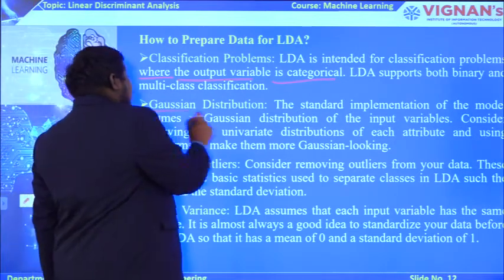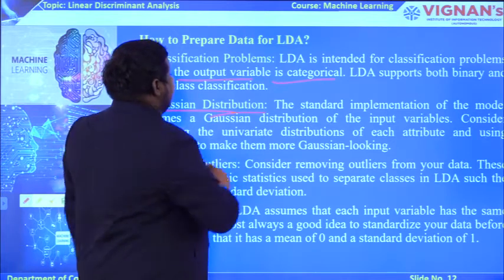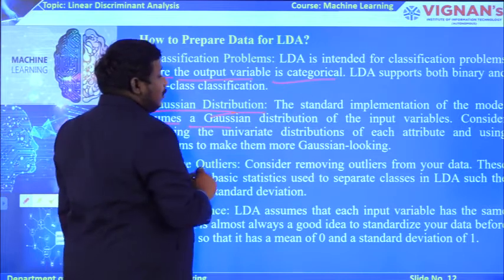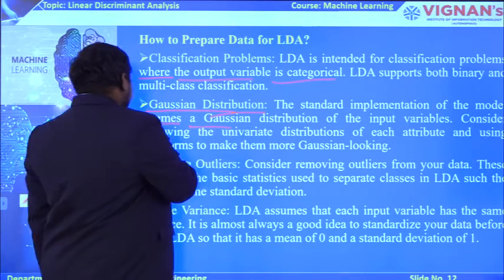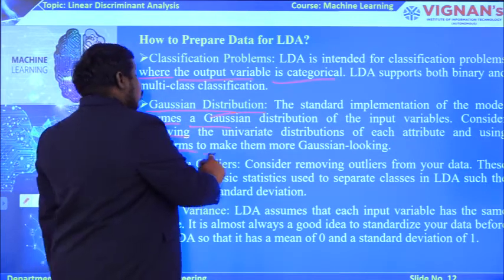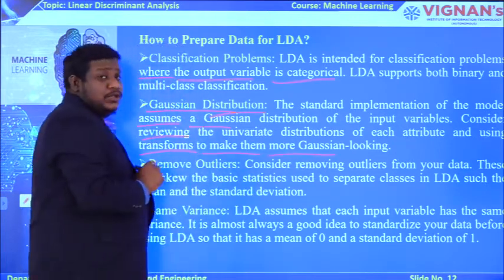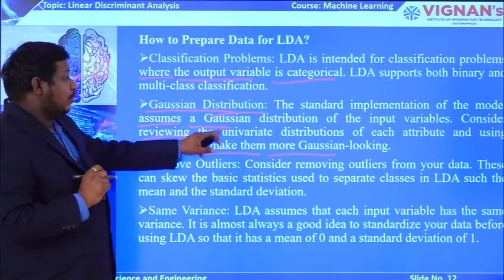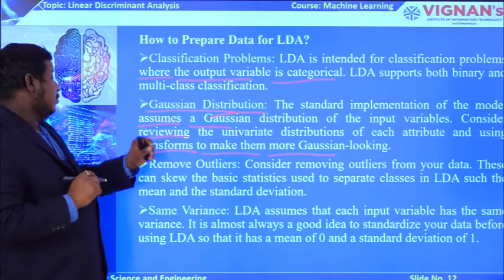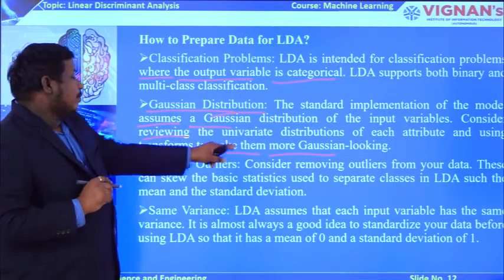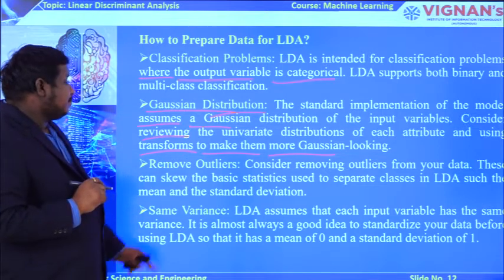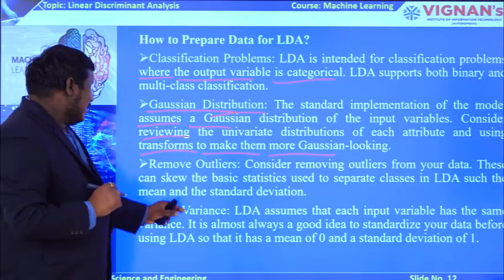So Gaussian distribution also can be used in this LDA. The standard implementation of the model assumes a Gaussian distribution of the input variables. So consider reviewing the univariate distributions of each attribute and using transforms to make them more Gaussian looking. That is the main thing we are going to do. Removing the outliers is another point.